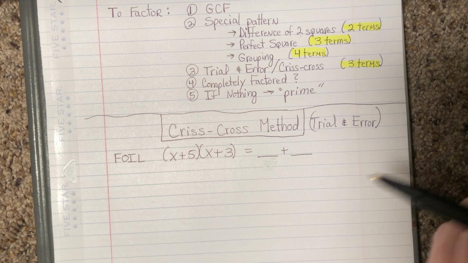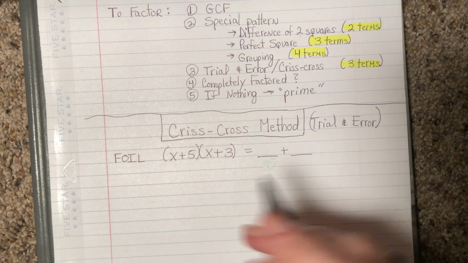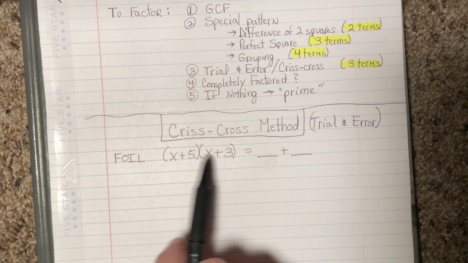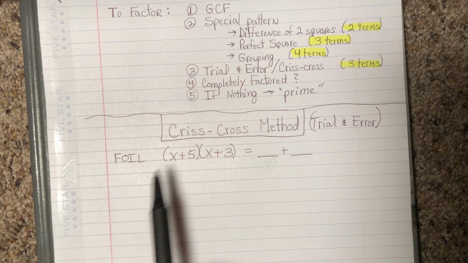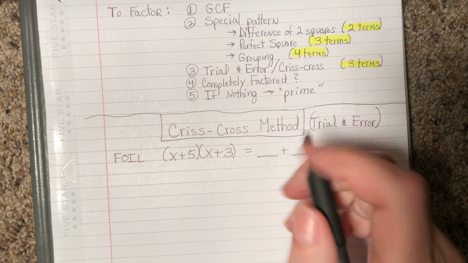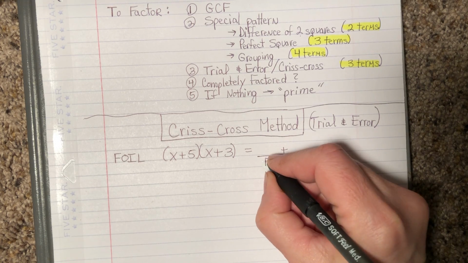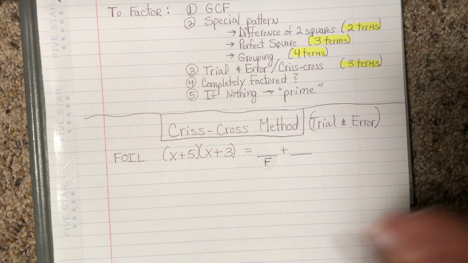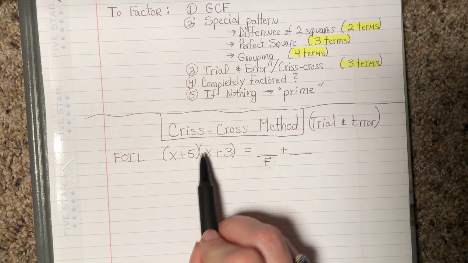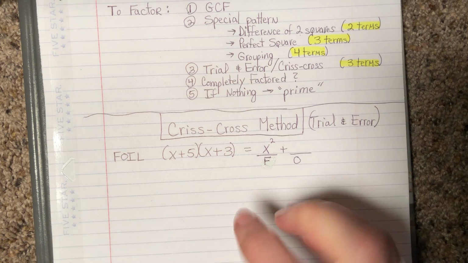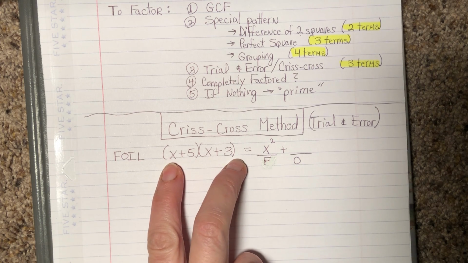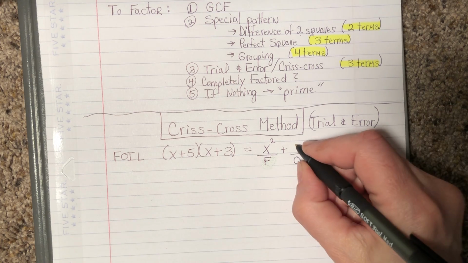FOIL to start with, because that's really the basis of Criss-cross. Now, when you FOIL, you're going to take two of these parentheses, right, and you're multiplying it out. So the F in FOIL stands for first. X times X, the first terms go here. Plus O, outer, the 3 and the X, so 3X.